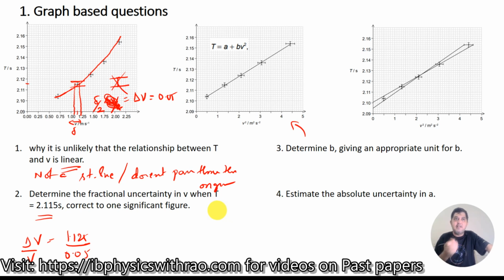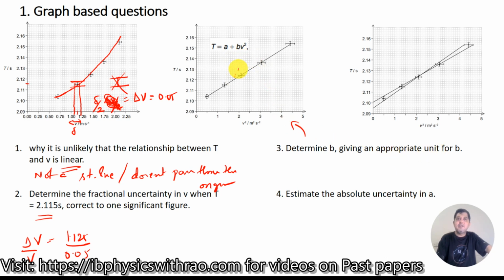Now what the student has done is, since it is not linear, he has plotted a graph of t versus V square. Okay, which you called normalization, but it's not normalization, it's linearization, to make it linear. So we have linearized it by taking this equation. Determine the unit for B.